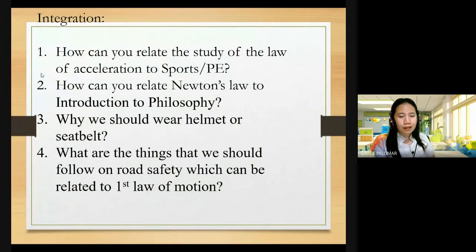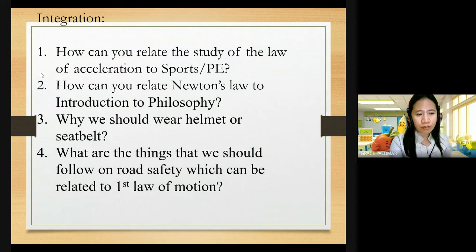So now, let us try to integrate the topic on the first law on different subjects. So let's answer this question. How can you relate the study of the law of inertia, or the first law of motion, in terms of sports or in physical education? So I'll give you 5 seconds to answer.